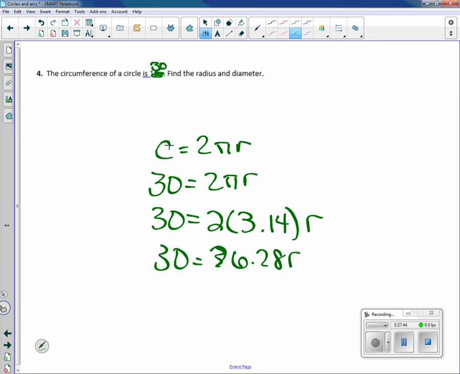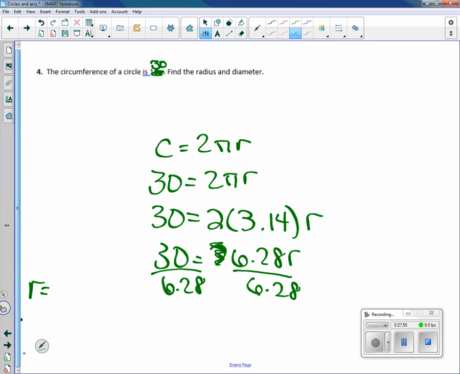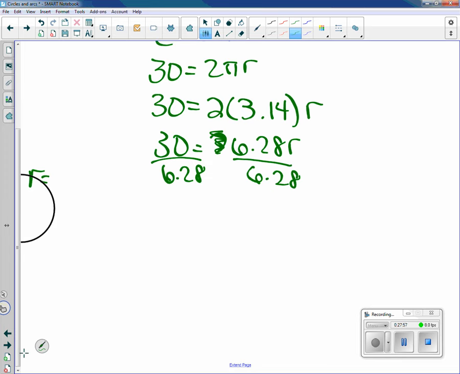How would I solve this for radius? Divide by 6.28. What is my radius here? What is the radius? 4.7. What would be my diameter? 9 point what? There you go.